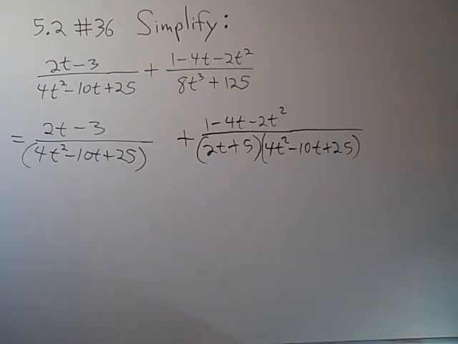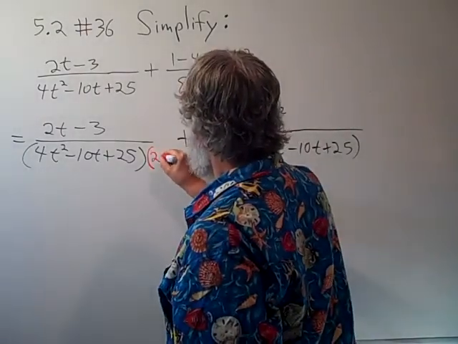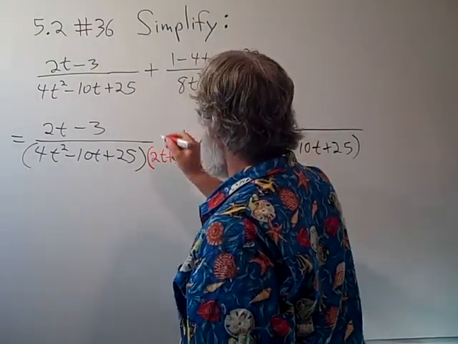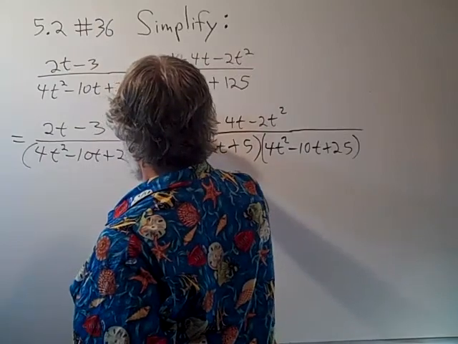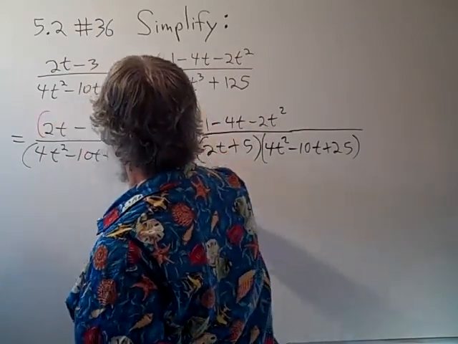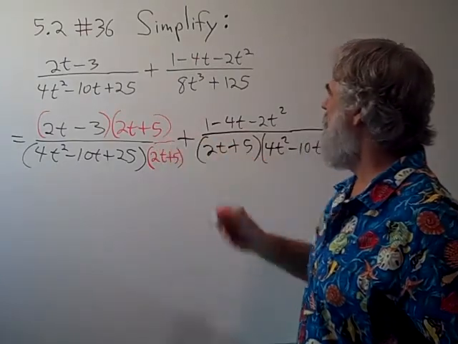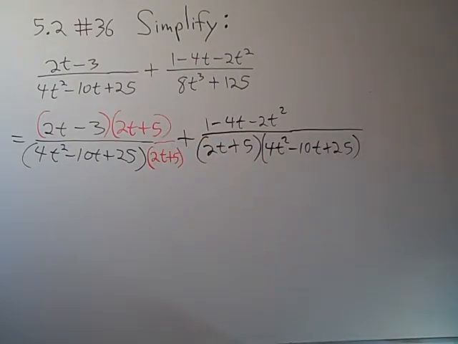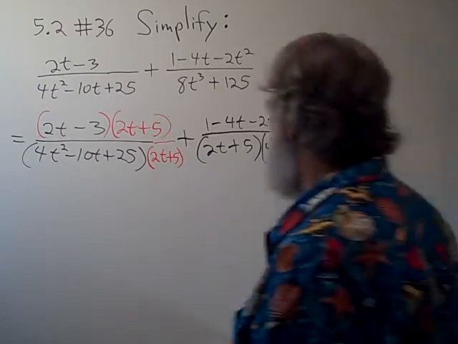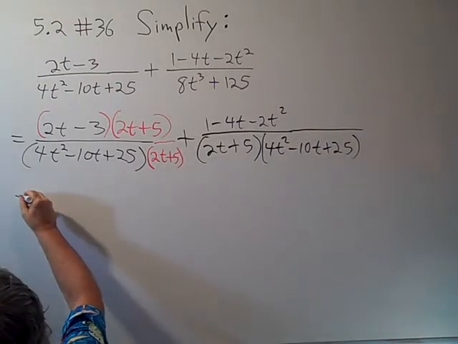Looking at this, you can see that the first denominator is missing a 2t plus 5 factor. So let's give it a 2t plus 5 upstairs and downstairs here. Now the two denominators are identical, so we can combine the numerators over that common denominator.